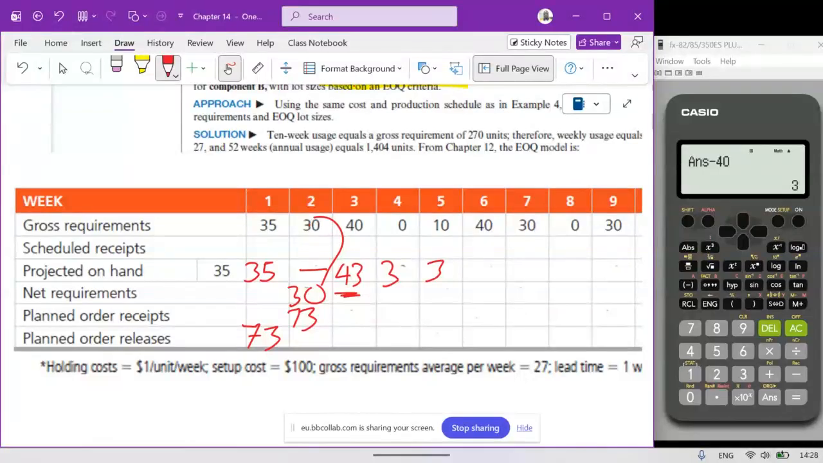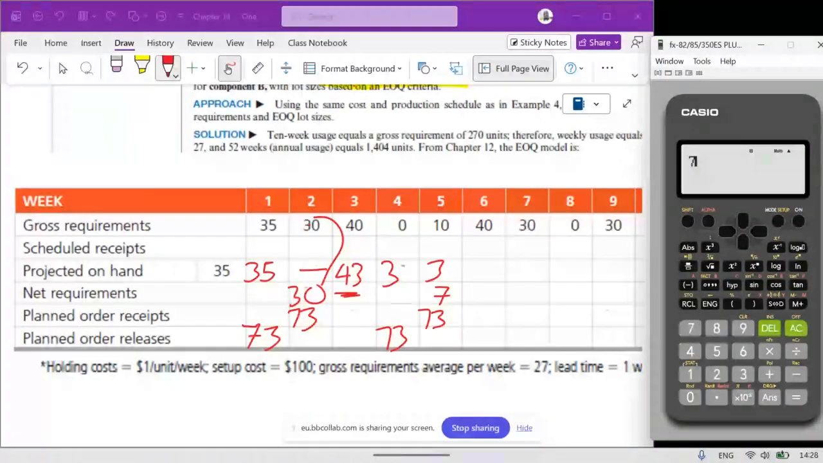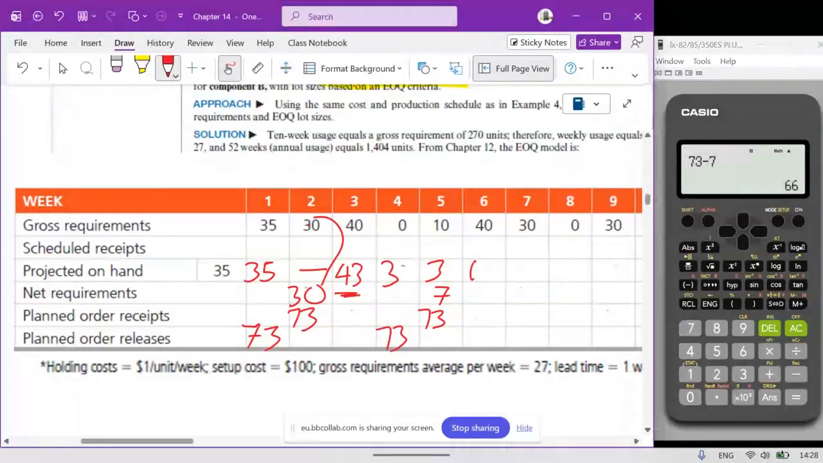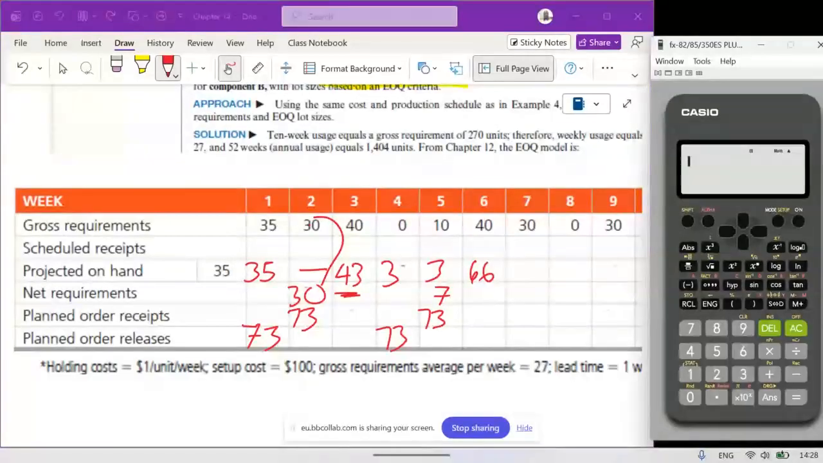10 minus 3. I mean, there's a 7 outstanding. You see here, we have a mere 7. But what is our economic order quantity? 73. We don't compromise. 73, that's what we are ordering. 73 minus 7, because that's what we have. Then 66 gets taken on the next notch. 66 is what the next month people have.